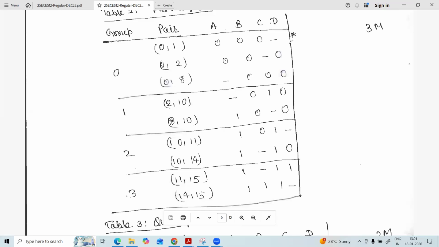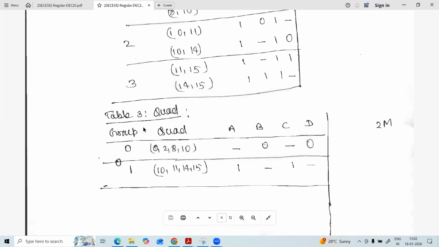So here, an easy way: first we have to check at which position we have the dash, whether both have the dash at the same position or not. If it is at the same position, then we'll look for the other elements. Like in case of 0, 2, you look for 8, 10. It has the dash at the same place. So now we look for another bit. Here A is changing. So in the next quad, in place of A, it will become the dash or underscore. On the basis of this, we make the quad here.